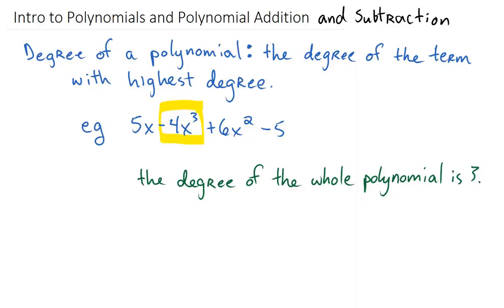This idea of the degree of a polynomial is really important. It determines the overall behavior of what's going on with the polynomial, and the degrees of the terms are also important. Because of that, we have something that's called descending order. Let's look at that now.